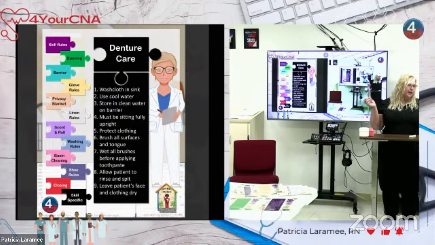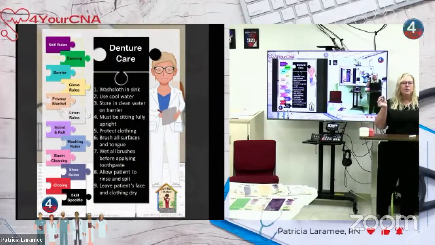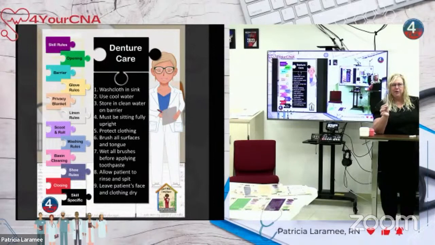This is a toothette, also known as an oral swab. I told you in healthcare, we have multiple names for everything. This is an oral swab. It looks like a lollipop, but it really doesn't taste like one. But it's soft and spongy. Now, we use this for mouth care when we're doing denture care, the mouth care part.